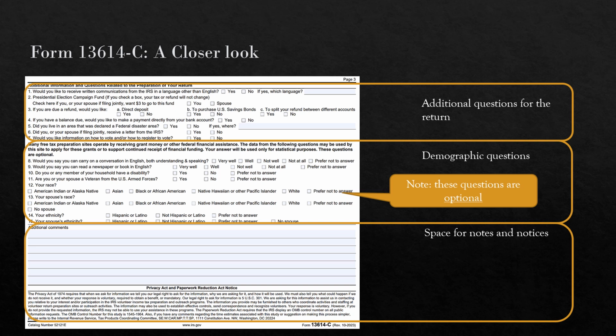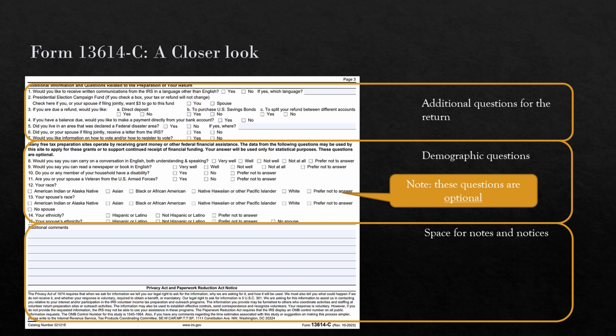Page 3 begins with additional questions for the return. So these are mostly if you're getting a refund, how would you like that refund? And if you're going to have to pay, how would you like to pay? The next section is demographic questions, and note that these questions are optional. They do not need to be filled out. And then we have some space for notes and notices.